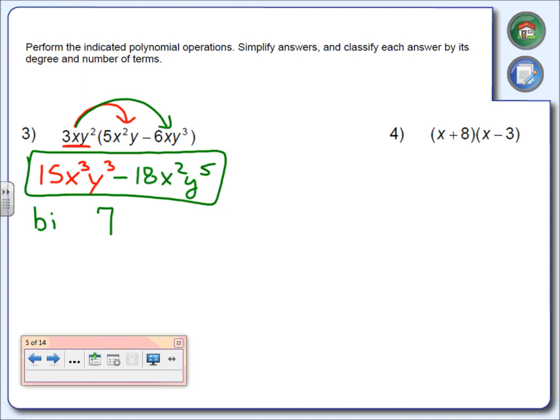Okay, number 4. Number 4, what we're going to do is we're going to multiply 2 binomials together. I know you've seen this back in Algebra 1. You've also seen it in your geometry class. How do you multiply 2 binomials? We even had a little special name for it. Anybody remember this thing I had? Y'all familiar with that? No? FOIL method. That's just a fancy name for distributive property.